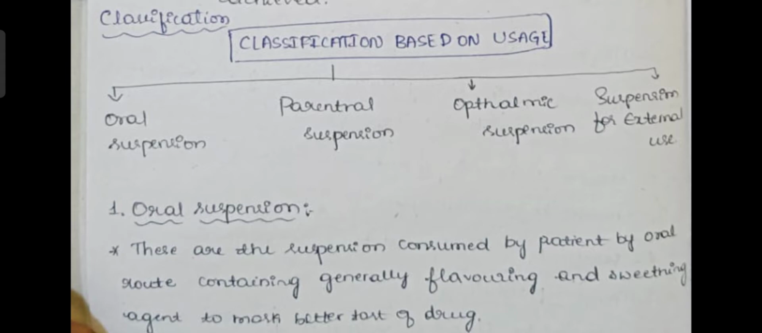Ophthalmic suspension means which are instilled into the eye cavity. Suspension for external use means for topical use over the skin.